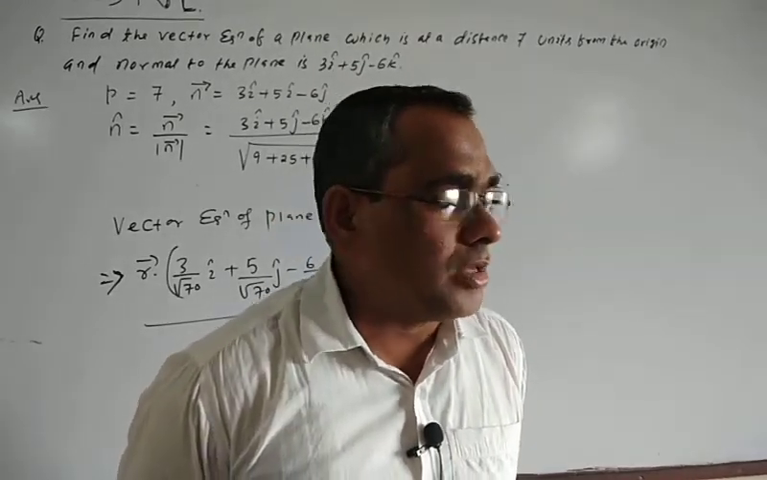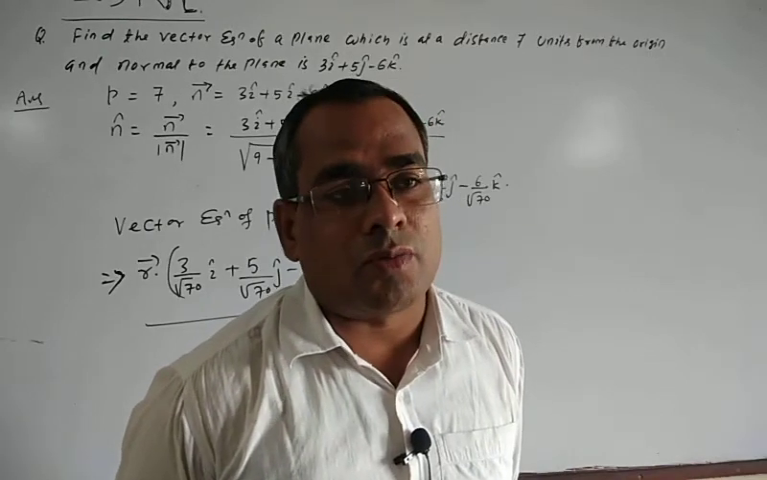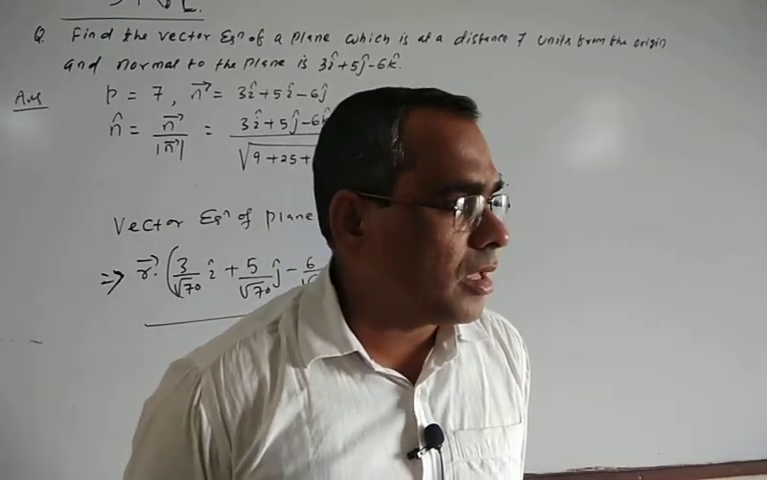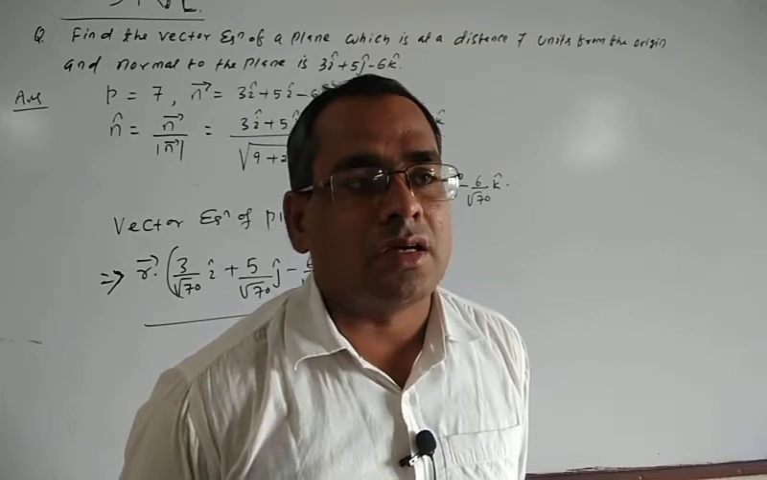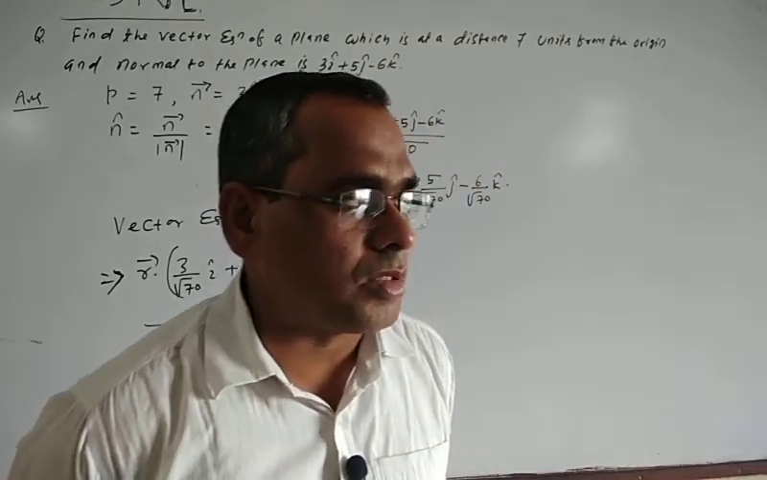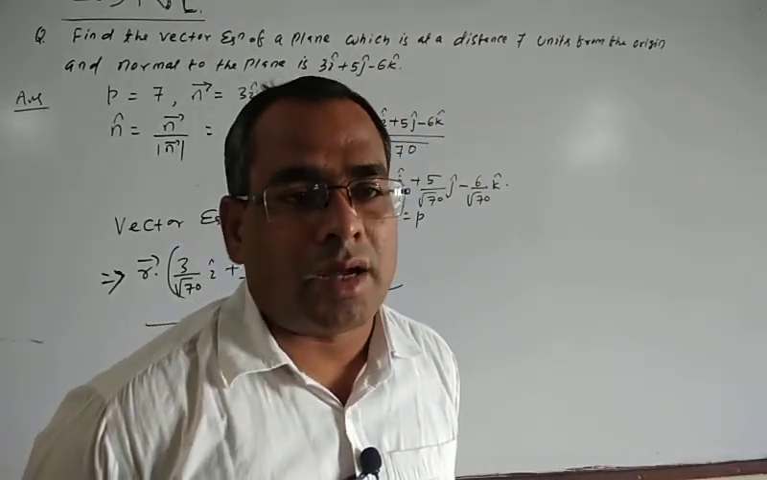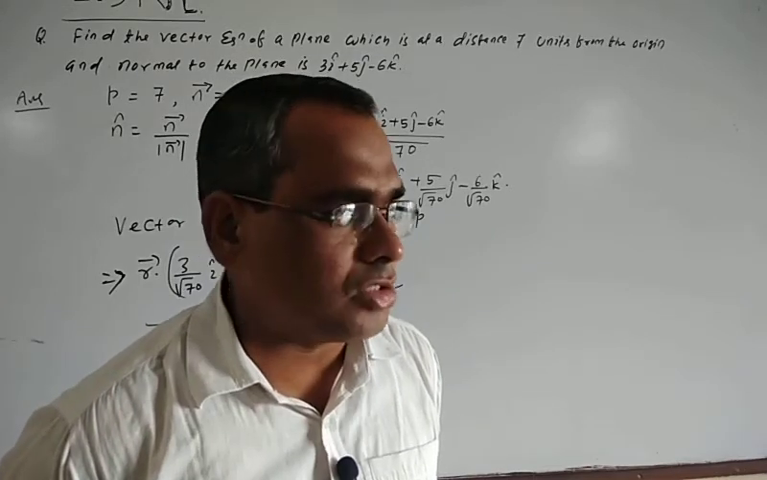If the position vector of one point is given, and a normal vector is given, then in such a case you apply the equation of the plane: r vector minus a vector dot n vector is equal to 0.